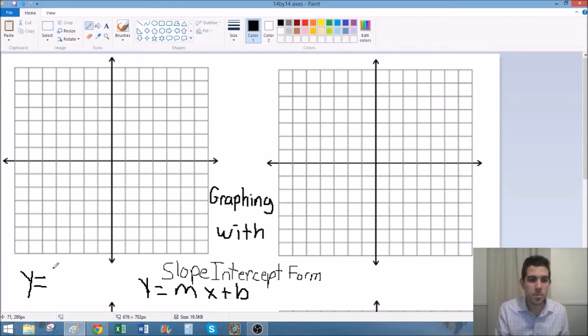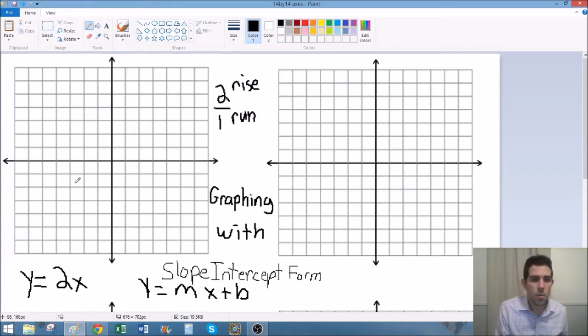Let's start with something simple like y equals 2x. Now we learned in class that the slope is also called rise and run, rise over run. A slope of 2 could be written also as 2 over 1. So we have a rise of 2 and a run of 1. This is going to help us build the graph piece by piece.